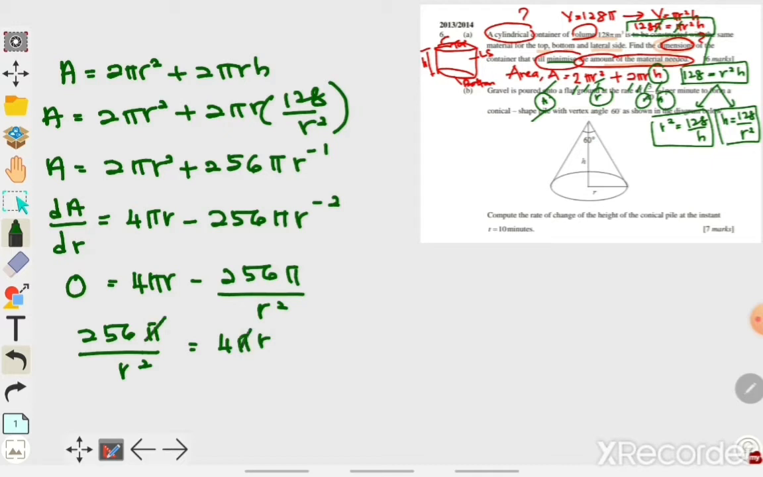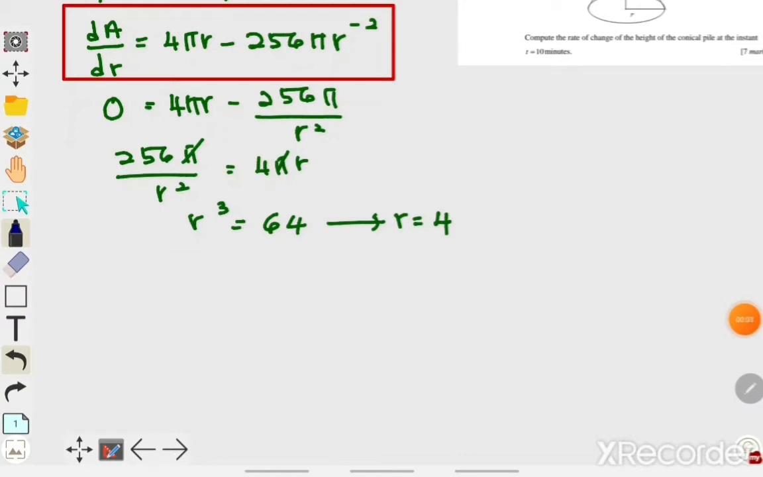Pi and pi will be cancelled. Then we have r cubed equals 64. Then r equals 4. When r equals 4, it is not yet the maximum or minimum. This is just a critical number. How do we confirm that this is a minimum?